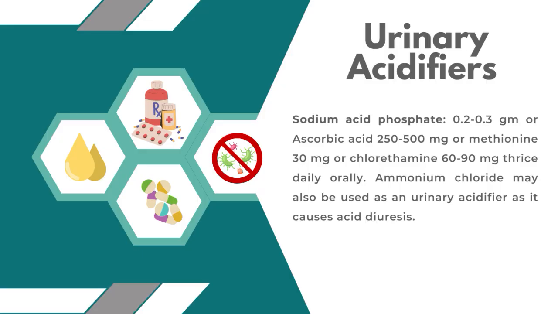Sodium acid phosphate can be used as urinary acidifiers for 0.2 to 0.3 grams, or ascorbic acid for 250 to 500 milligram, or methionine for 30 milligram, or chlorothamine for 60 to 90 milligram thrice daily orally. Ammonium chloride may also be used as an urinary acidifier as it causes acid diuresis.